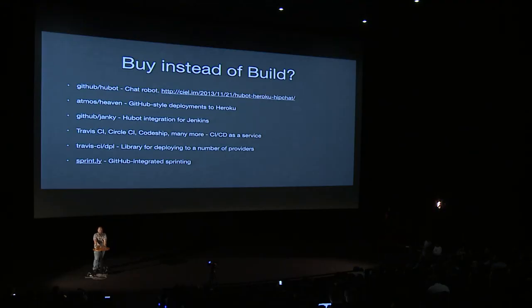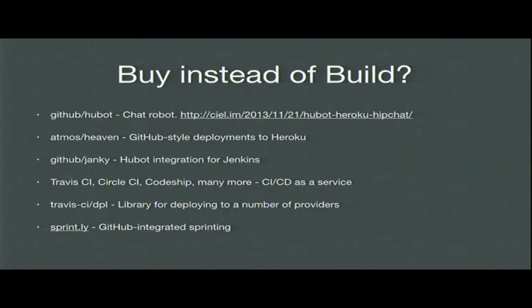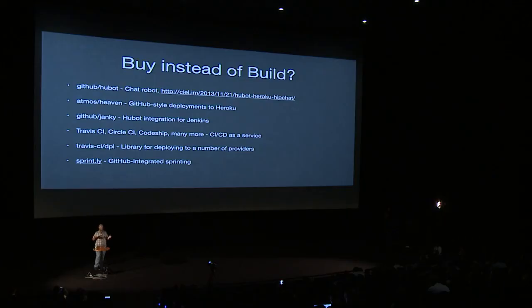If you'd rather buy this kind of thing instead of build it, there's actually tons of stuff. Hubot is a chat robot, which may be the most important thing I think that any developer can be using, is a chat robot. That's open source. This Heaven project right here is an open source system for deployments, like I was just showing you. Janky is a robot-enabled GitHub webhook front end for Jenkins that you can run locally in-house. Travis CI, Circle CI, CodeShip, etc. are full stack continuous deployment solutions, much like I showed you at the beginning.